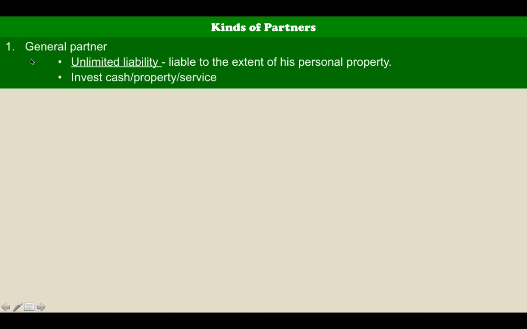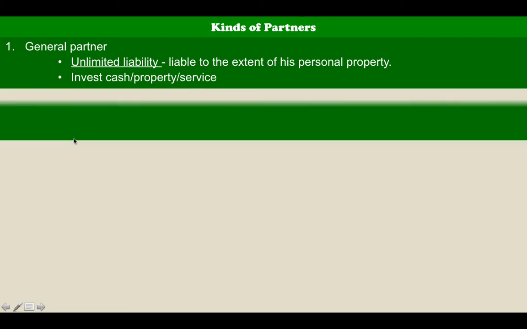So, class, let us now discuss kinds of partners. Okay, we have discussed the partnership. Now, partners, we are referring here to the owners. So, there can be a general partner. A general partner has unlimited liability, liable to the extent of his personal property. So, a general partner can invest cash, property, or service. Okay? So, that's a general partner.